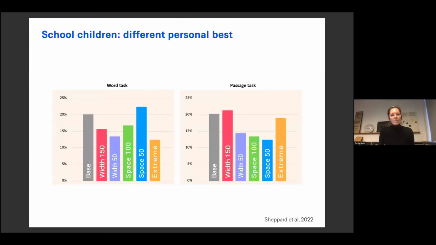We had two different tasks. One was a word processing task where the child was asked to categorize words on the screen. And the other one was the passage task where we measured reading speed. What we found was that different children had different fonts that were optimal for them. And they varied between the different font styles that we tested. But we also found that between the two tasks, this was not the same. So the same child did not read best with the same font between the two tasks.